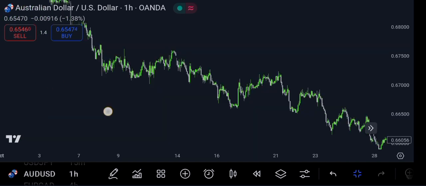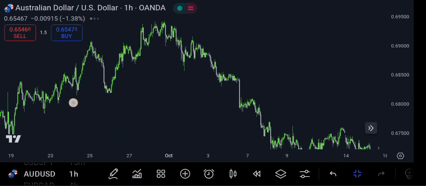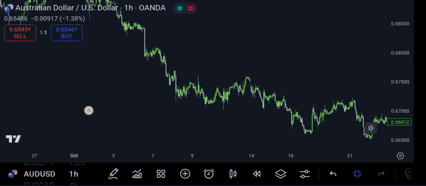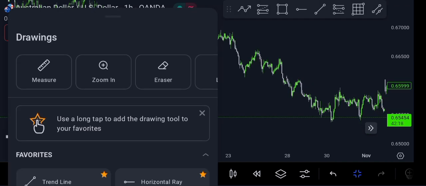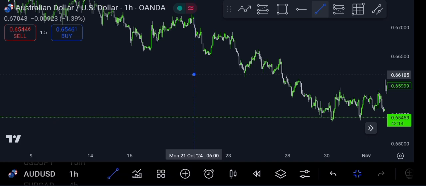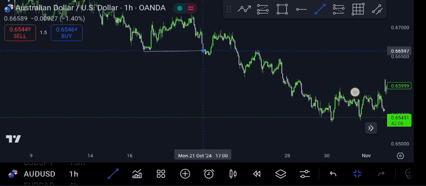So first of all, as you can see here, this is a clear downtrend. The market is printing lower lows and lower highs, so this is a clear downtrend. Even someone that's new to forex trading can see that this market is trending downwards. This is a downtrend because we've been breaking lower lows.